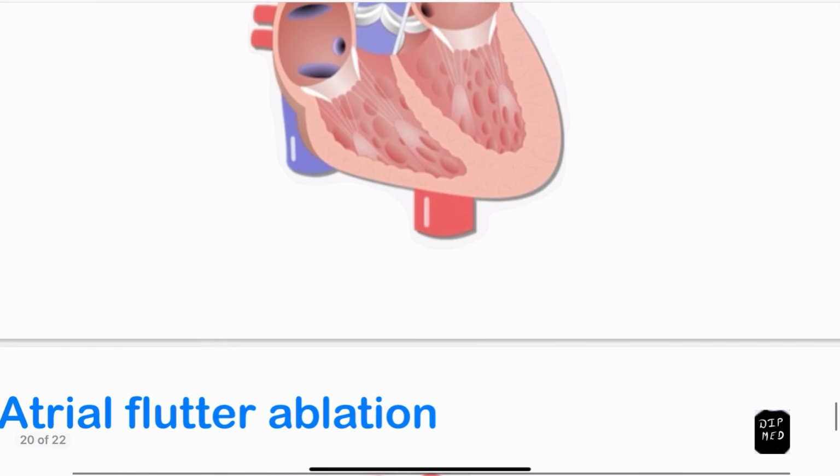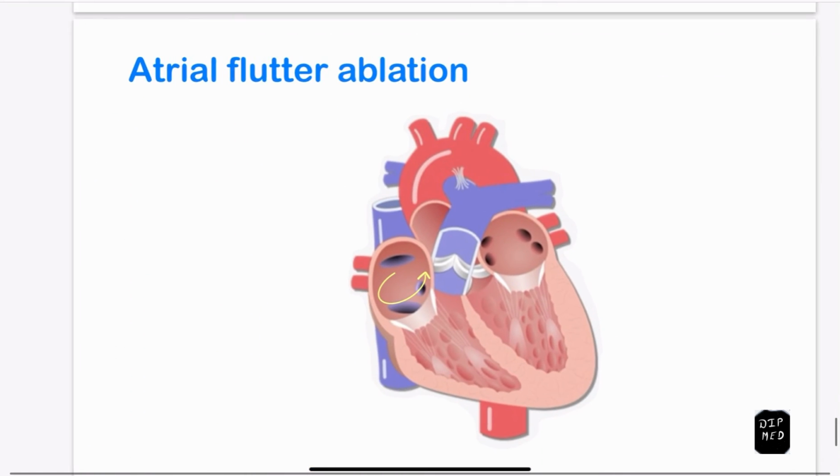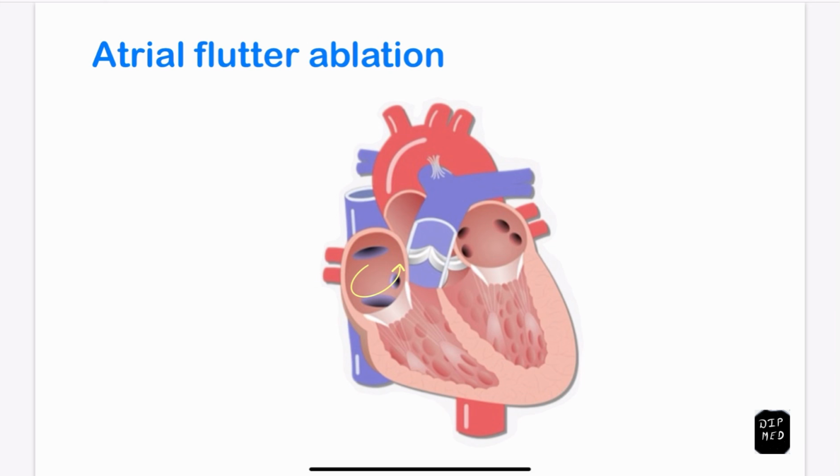The symptoms and treatment of atrial flutter are pretty similar to that of atrial fibrillation. However, one treatment which is unique to atrial flutter is atrial flutter ablation. Since I told you that in atrial flutter there is a circuit in the right atrium through which the electrical activity moves round and round.